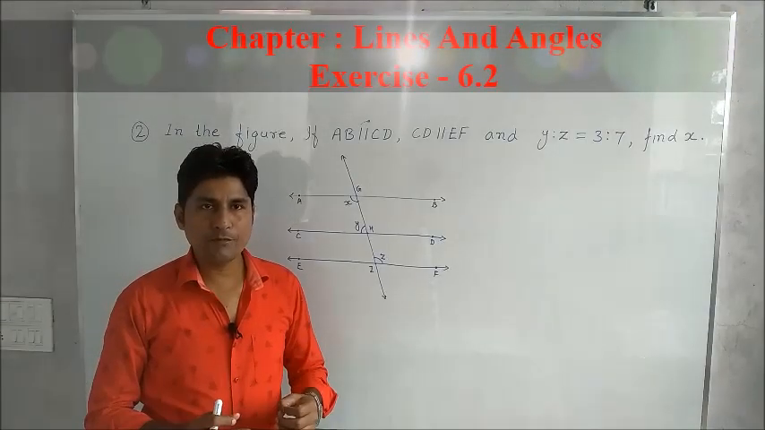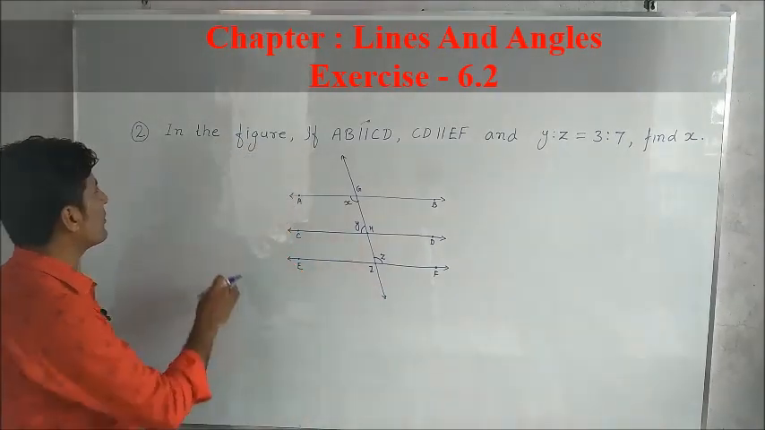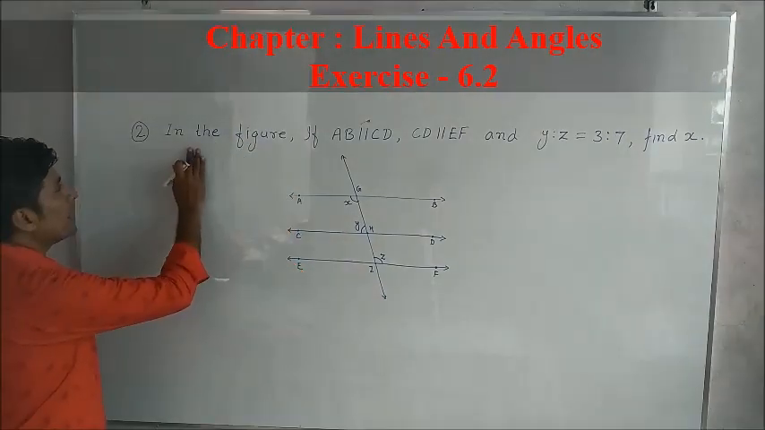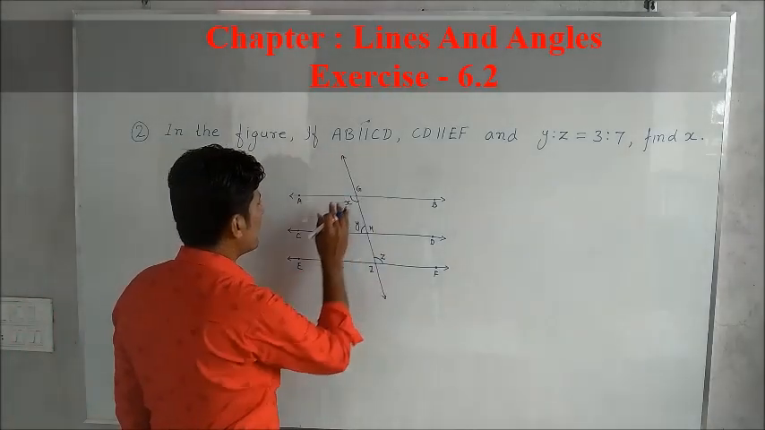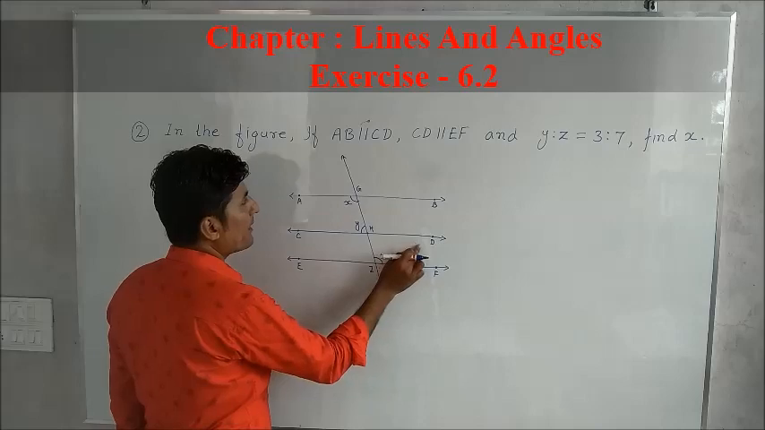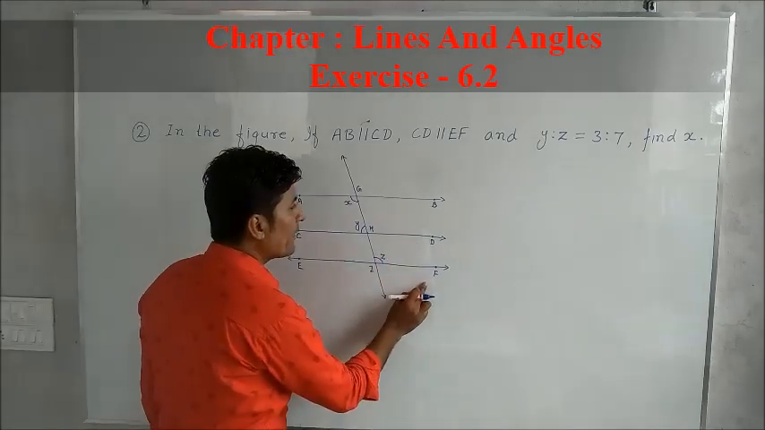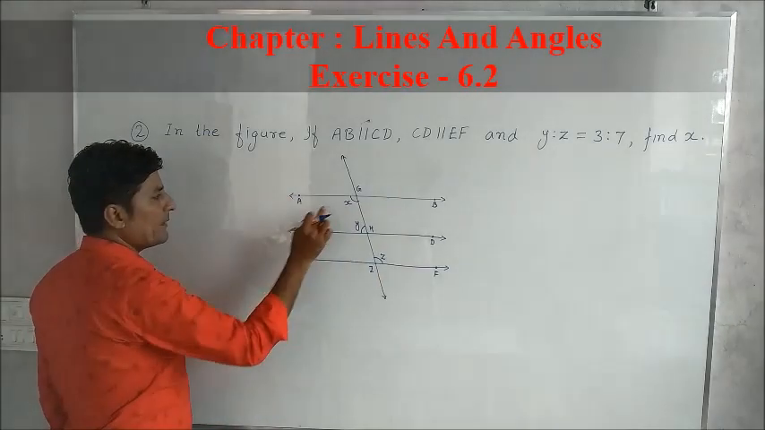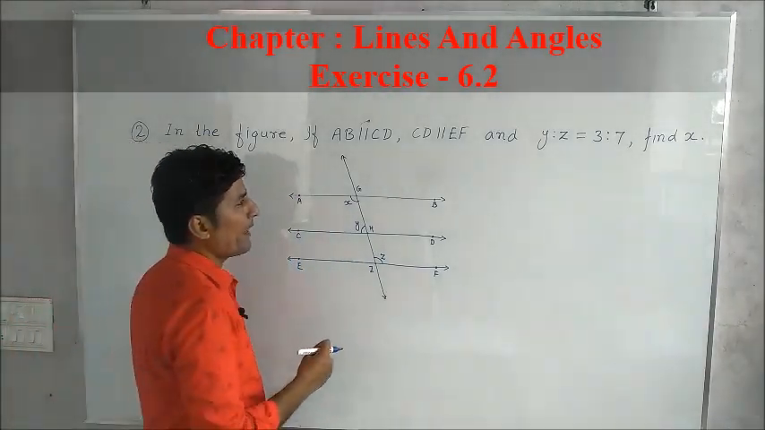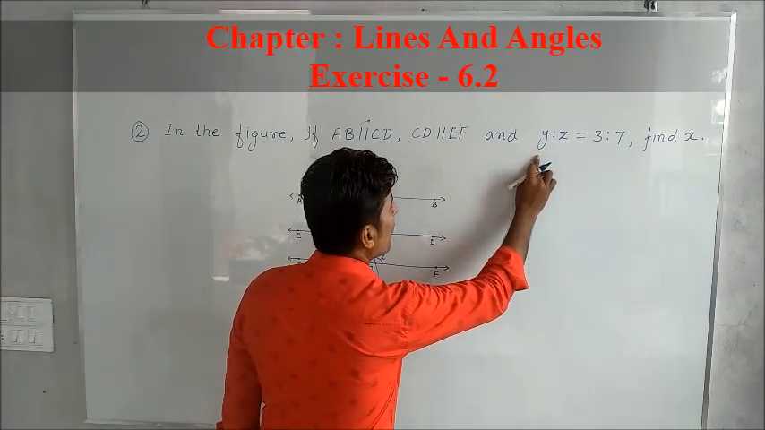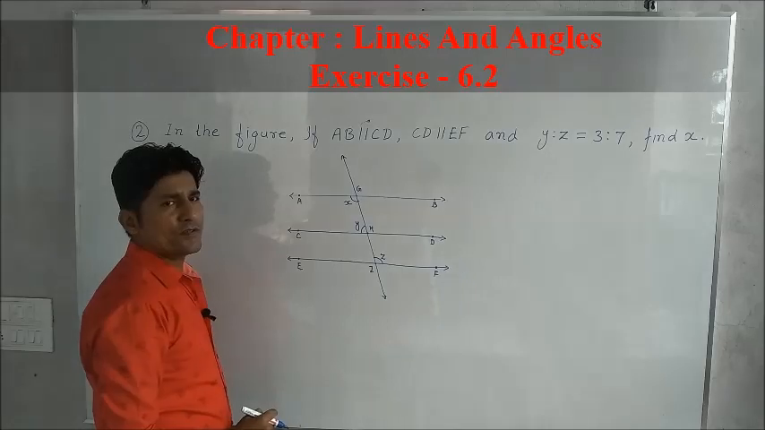Today I will discuss some questions of exercise 6.2. So let us see the second question of the same exercise. In the given figure, the line AB is parallel to CD, while line CD is parallel to EF. Hence we can say that lines AB, CD and EF, all these three lines are parallel to each other. And the ratio of Y and Z is given 3:7.